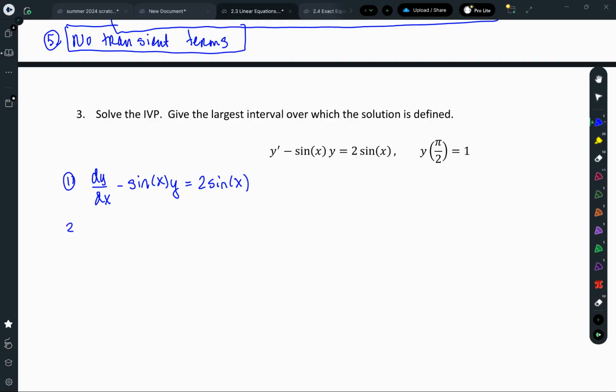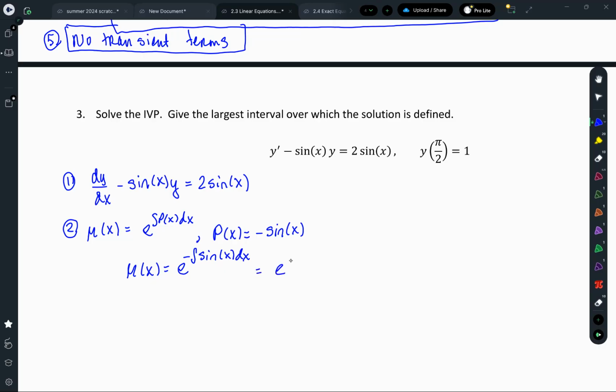Okay, the second thing is to find mu of x. Remember, it's e to the integral of p of x dx. And here, p of x, remember to take the sign, is a negative sine of x. Okay? So this means mu of x is equal to e to the negative integral of sine of x dx. And the negative integral of sine of x is a positive cosine. So this is just e to the cosine of x.